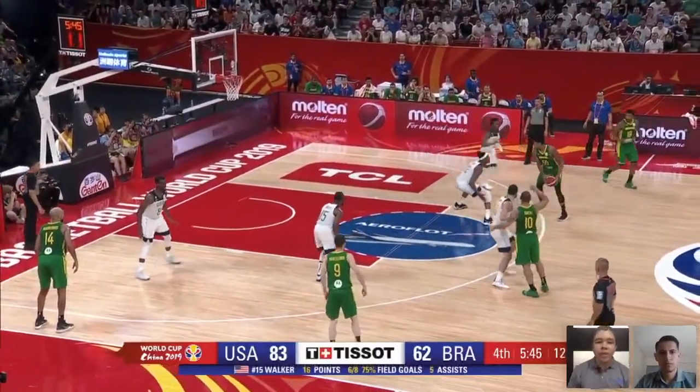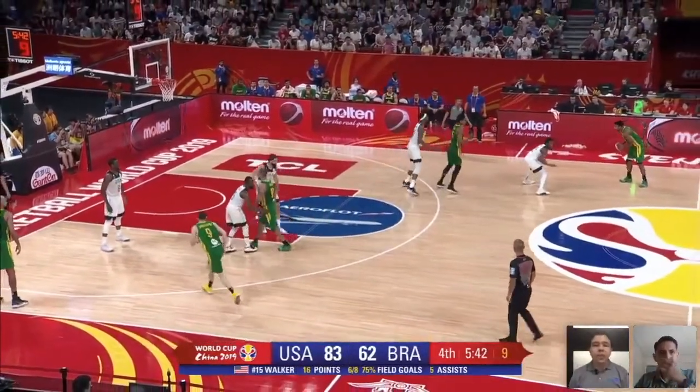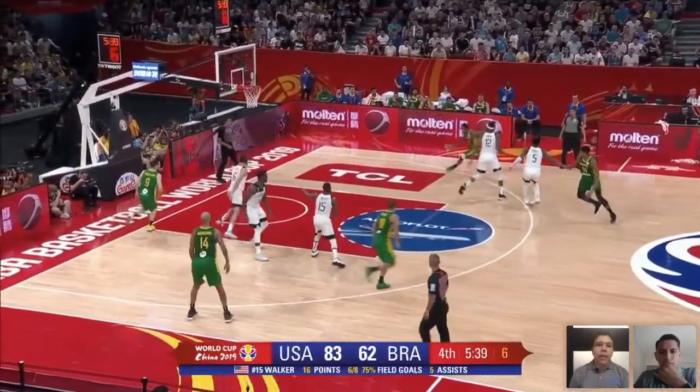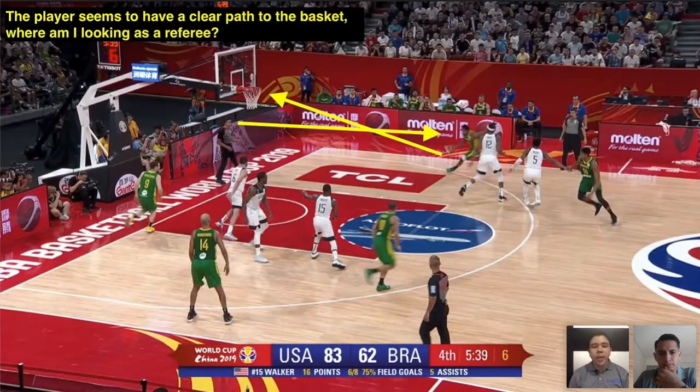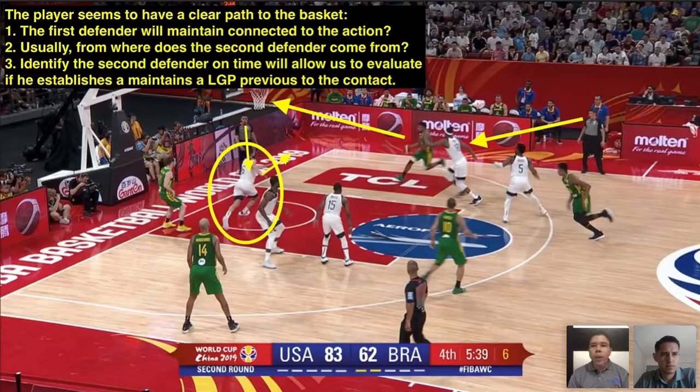Okay, first question: if the offensive player seems to have a clear path to the basket, a mistake we sometimes make as referees is to follow that player through all his movement instead of watching who can guard him. Then we can ask the next question: the first defender will remain connected, yes or no? Who is white number 12, and who is responsible for that player? We will talk about it in mechanics, but for now, as we have the trail referee here, he is responsible for having him through all the movement to the basket.